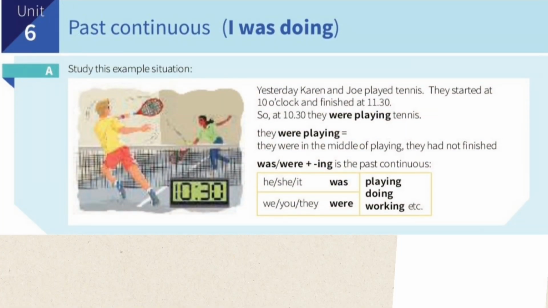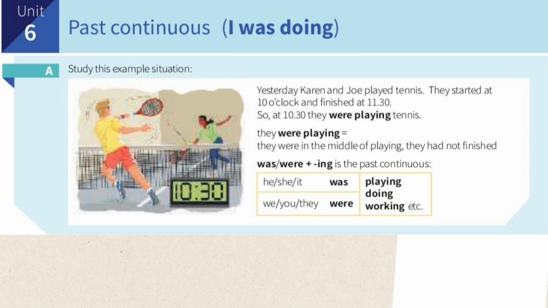When do we use past continuous? The first, action in progress at a specific time in the past. The second one, the actions happening at the same time. We use past continuous in two main situations. First, to show an action that was happening at a specific time in the past. For example, yesterday at 9 a.m., she was sleeping. This means that at 9 a.m., she was in the middle of sleeping.